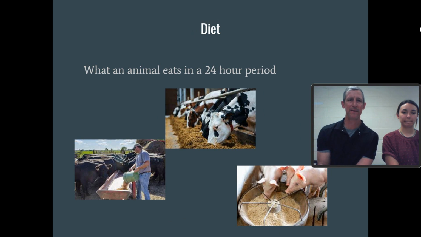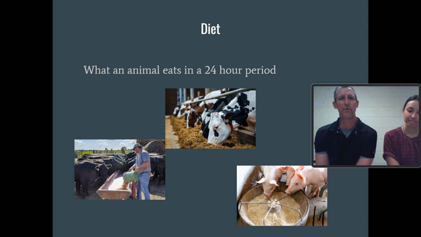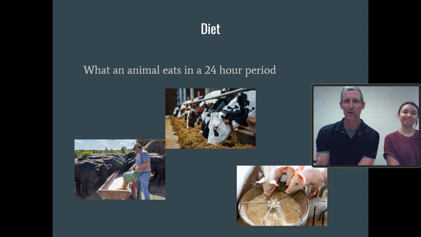All right, next up is diet. I'll take diet and you can take the next one. This is what an animal will eat within a 24-hour period. A lot of times when you hear the word diet, you think, okay, we're going to limit the food or try to lose weight. But no, actually the diet is what an animal eats within a 24-hour period. If you're feeding those animals and controlling the feed, figuring how much they're eating as far as poundage, a diet would be what they eat in that 24-hour period.